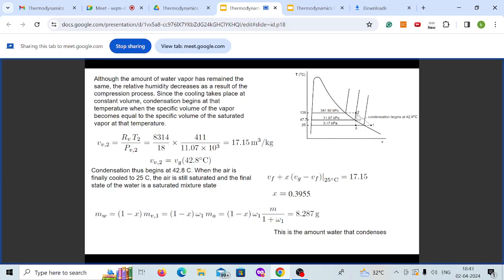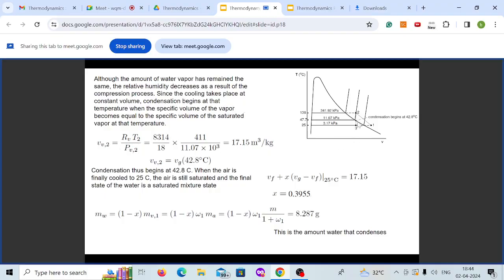So if you see, from 1 to 2 you had the compression process, shown in a T-v plane. Then 2 to 3 is a straight line, your constant volume process. So when the specific volume at state 2 reaches the saturation specific volume corresponding to that temperature, it will start condensing.